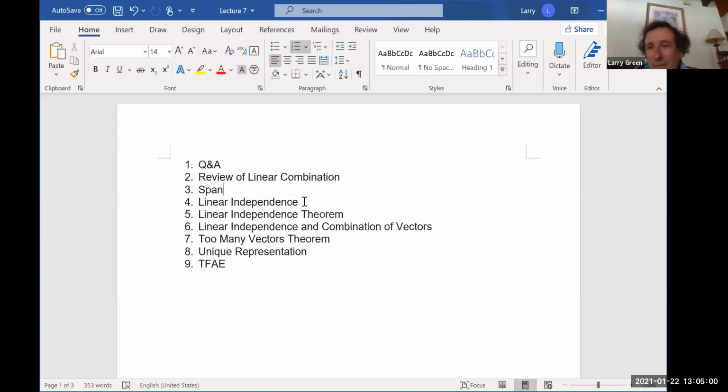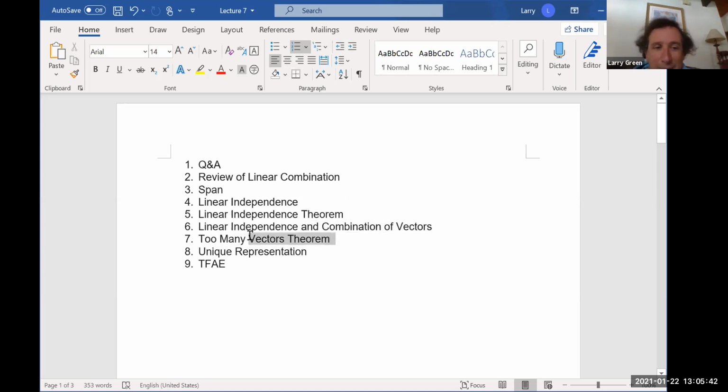So our vectors are going to be just the good old-fashioned vectors that you're used to seeing from vector calculus that you had last quarter. And we'll be looking to see what is a span of a collection of vectors, and what does it mean for a collection of vectors to be linearly independent. And then we'll have a big theorem about linear independence. So we'll see what that is. And then we'll talk about linear independence and combining vectors.